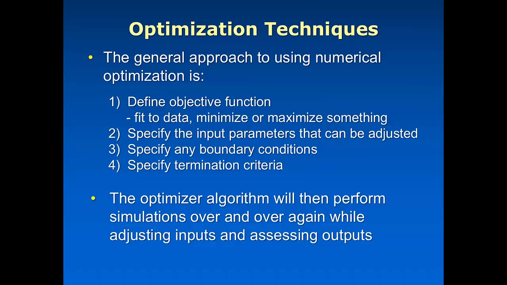The optimizer will then perform basically simulations over and over again while adjusting those inputs and assessing the outputs. So it'll make a run, it'll take a look at that target variable that you're trying to minimize, and then it will say, is this better than the last run that I had or the last few runs that I had? And if it is, then it keeps going in that direction and it moves those parameters a little bit farther. I'll show you an illustration of how that works here shortly.